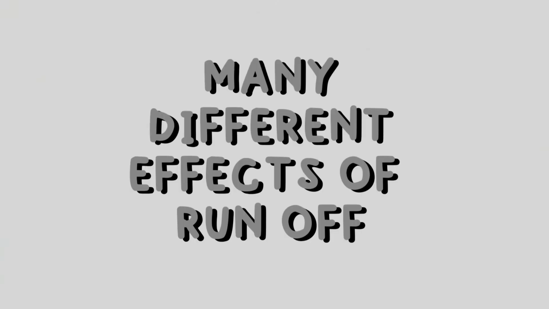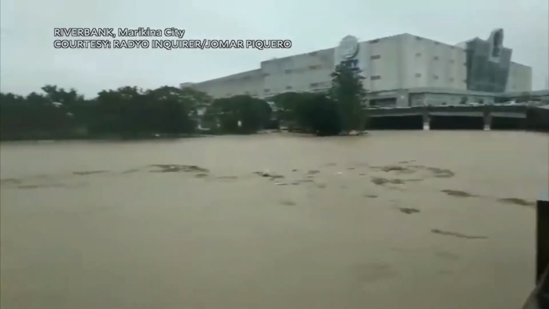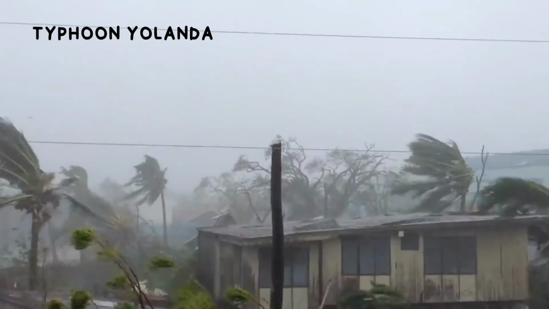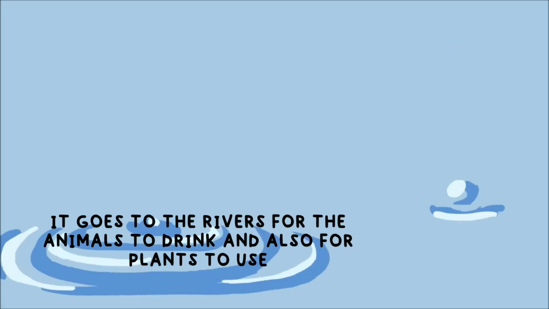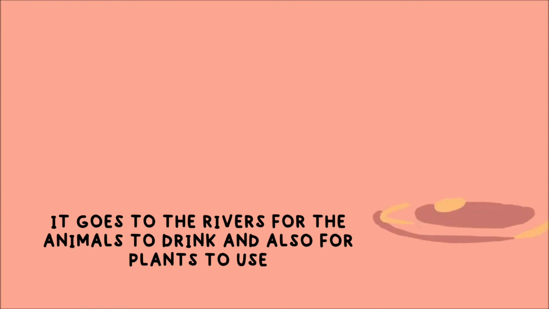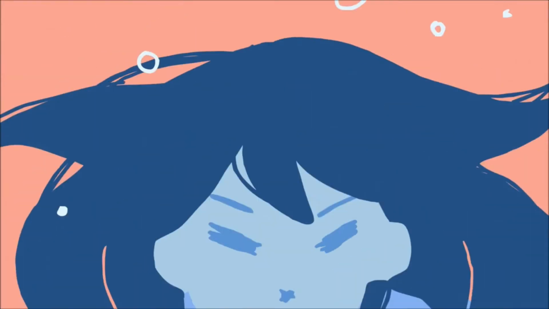There are many different effects of runoff, like property damage, water pollution, increased algal growth, and clouded water. Water that comes from runoff goes to the rivers for the animals to drink and also for plants to use. Runoff water has the energy to detach soil particles and to transport entrained soil materials that cause erosion.